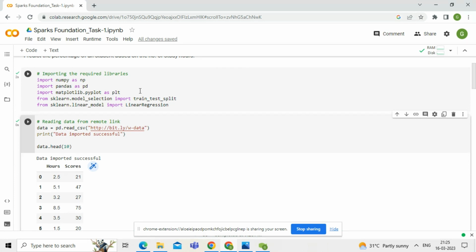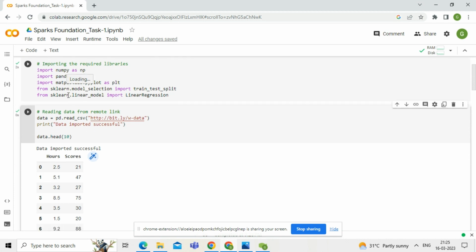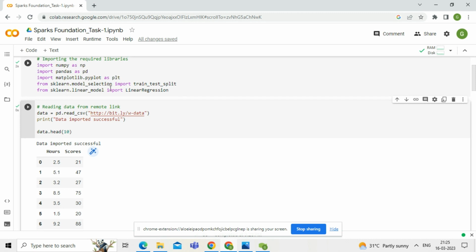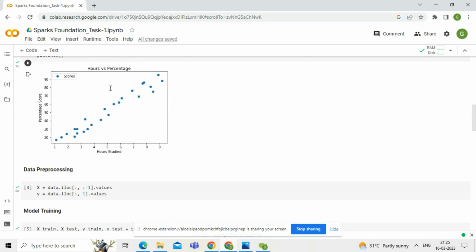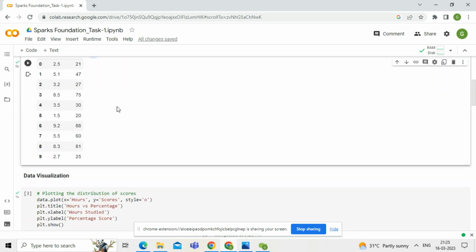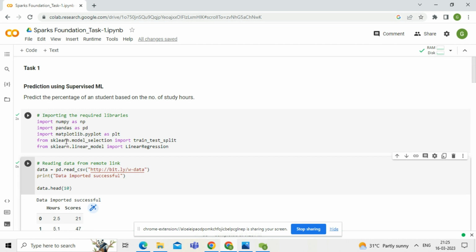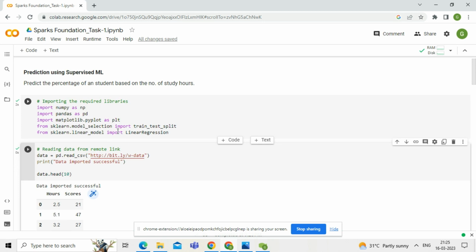First, in the first step, we have imported the required libraries to implement the algorithm. We have imported the NumPy library, Pandas library, and Matplotlib to make the plots such as hours versus percentage, etc. And we have imported the train test split library, which is used to split the dataset into training dataset and testing dataset. Then we have imported the linear regression library, which is used to implement the linear regression algorithm.